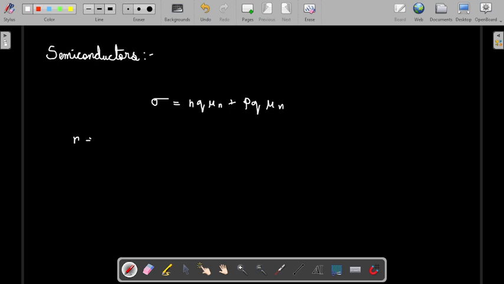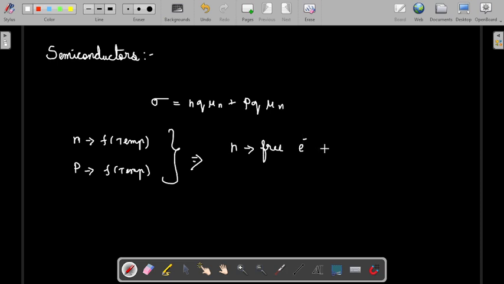n is a function of temperature. n is a parameter, it's a function of temperature. p is also a parameter which is a function of temperature. It means the defined variable values will be changing with respect to temperature. So assuming those things, n is nothing but the free electron concentration.